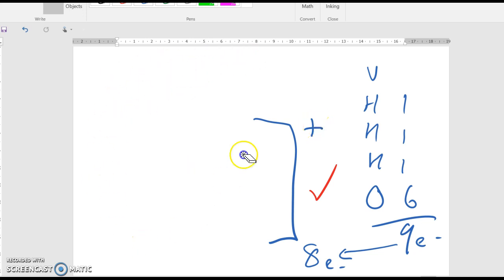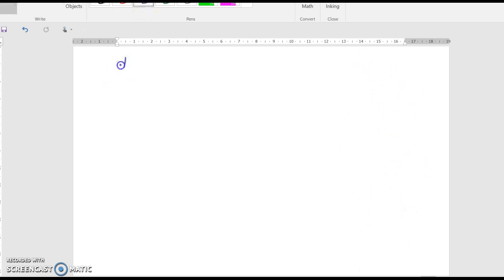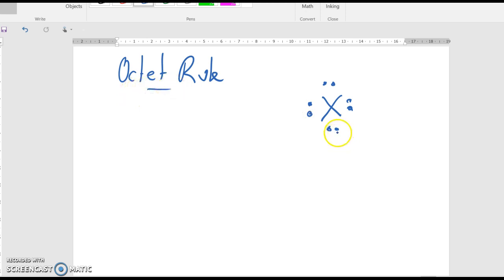Then we're on to some of the exceptions to what we call our octet rule. So the octet rule represents the fact that we usually have 8 electrons around atoms, hence the oct part, and tet meaning that they are arranged in pairs.